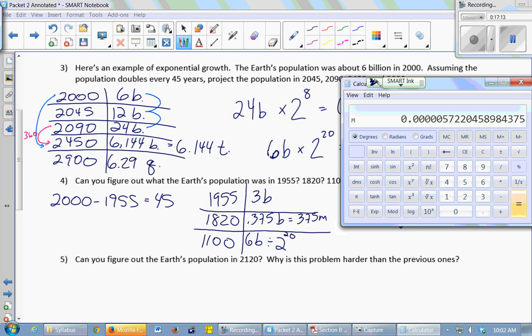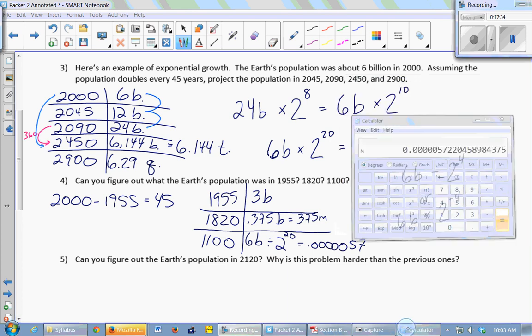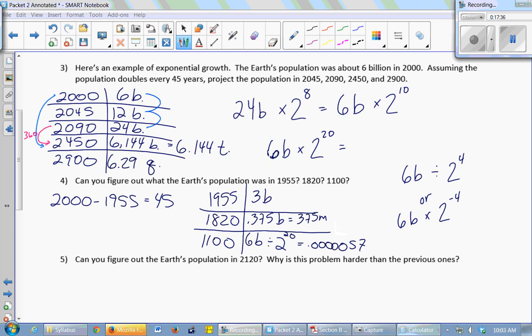And it's a small number, 0.000057. That is 57,000? Right now this is billions, right? So if I move the decimal 3 to the right, it'll be millions, and then move it another 3 to the right and it'll be thousands. So, oh, actually it's 5.7 thousand.